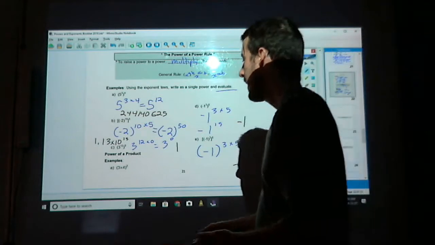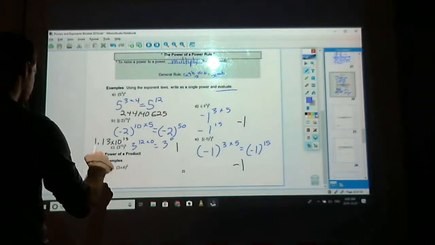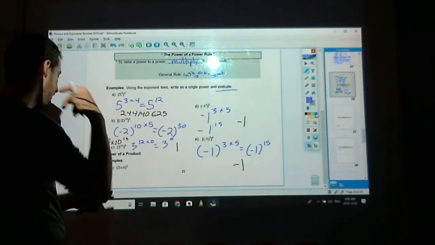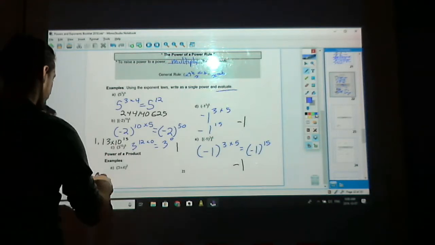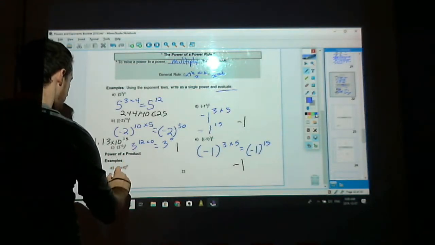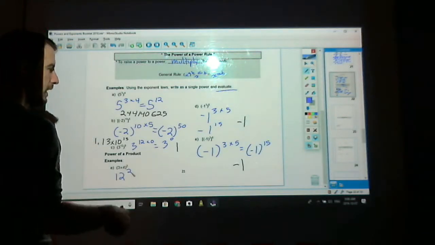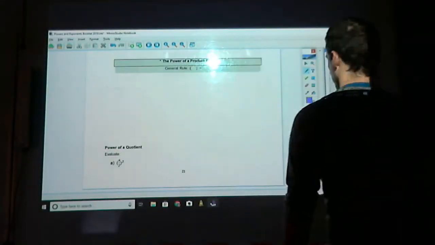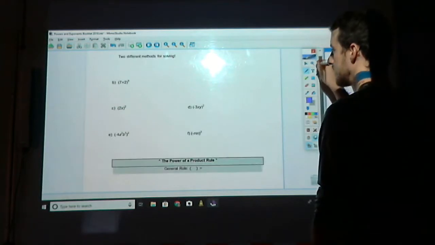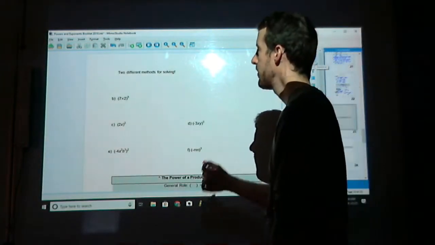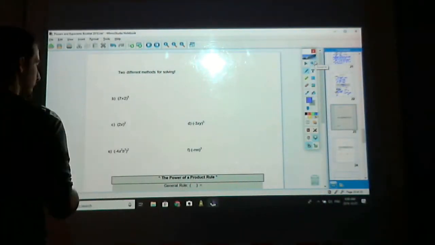Okay, so power over product. Here, again, we can always do what's in our brackets first and then go to the powers. So 3 times 4 is equal to 12, all of that to the power of 2. Okay, and we're going to keep looking at a couple more solutions. Okay, so there's 2 different methods of solving.